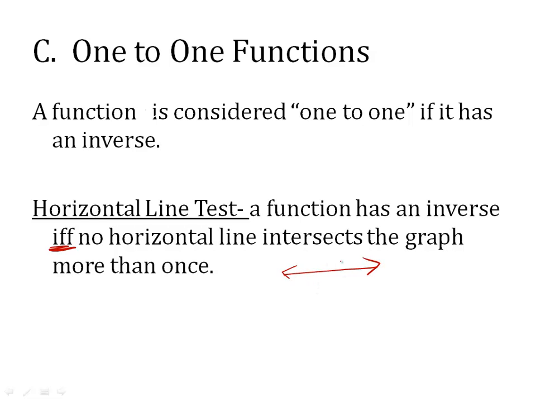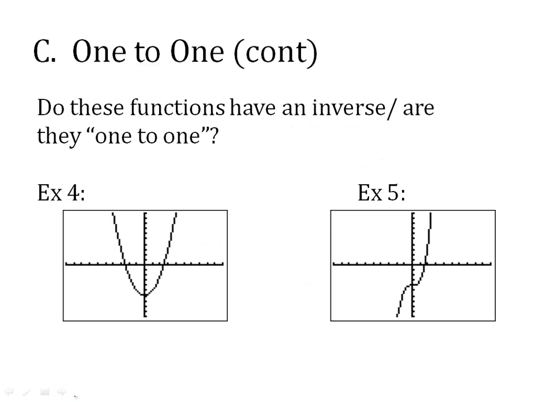If it touches the graph more than once, then it does not have an inverse. If it only hits it one time, it does have an inverse. So it is considered one-to-one. All right, so you need to get comfortable with one-to-one means it has an inverse. So here, real quick, do these functions have an inverse? Or it could be asked, are these functions one-to-one? Same question, means the same thing, perform the same test.